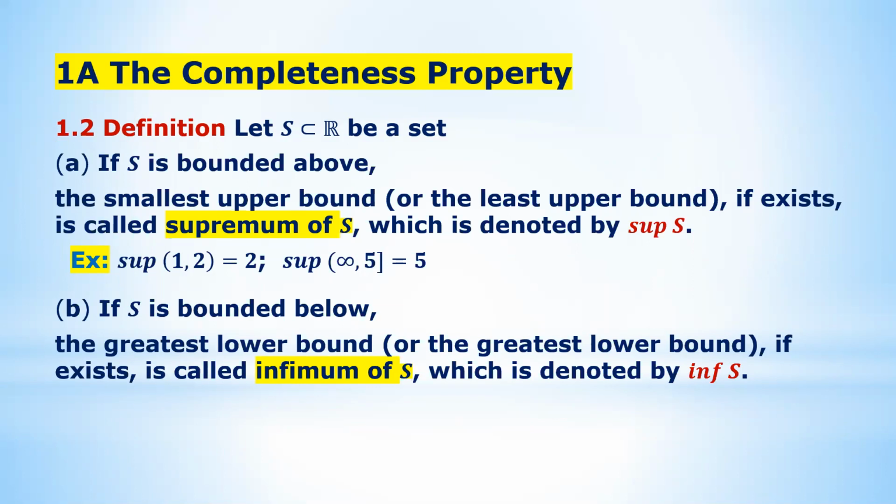But the key assumption is that we're assuming the smallest upper bound exists and the greatest lower bound exists. If they both exist, then these are called the supremum of S and the infimum of S. So far we have talked about the definition, and you can also see this example. They are very simple.